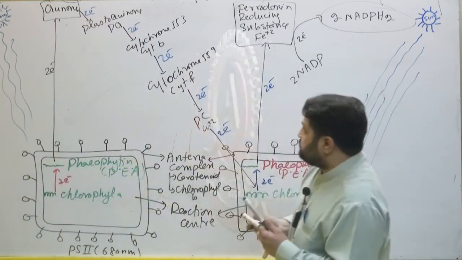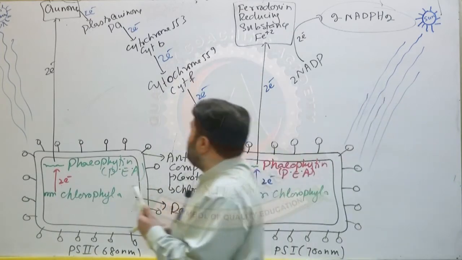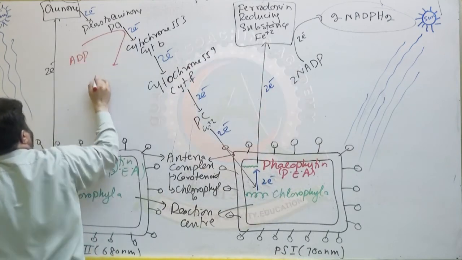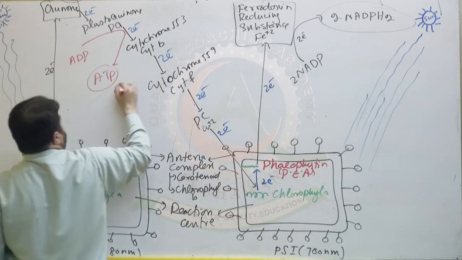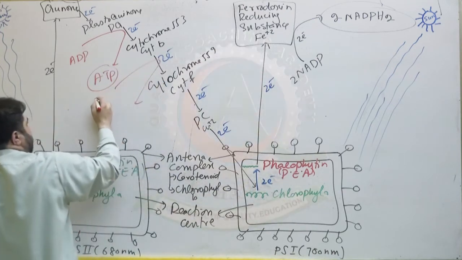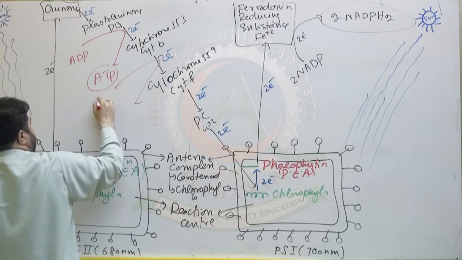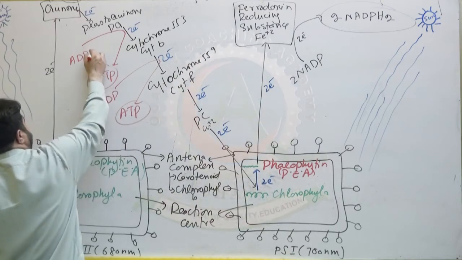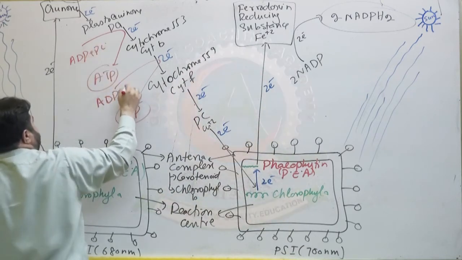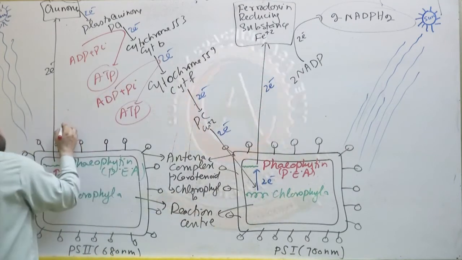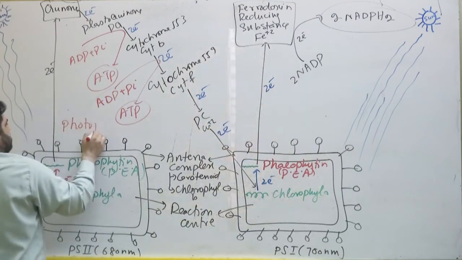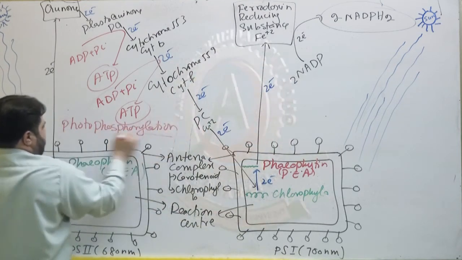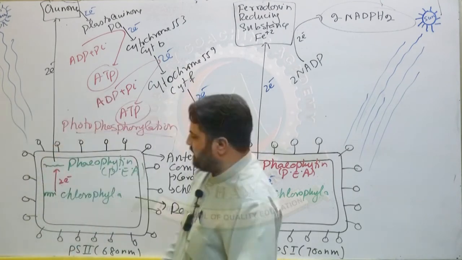Now when the electron moves from plastoquinone to cytochrome B, here ATP production takes place. When it moves from 553 to 559, B to C, another ATP production takes place. This type of ATP production we call photophosphorylation. The process of formation of ATP during the light reaction is called photophosphorylation.